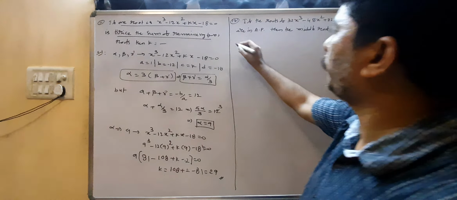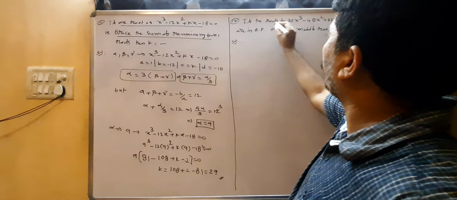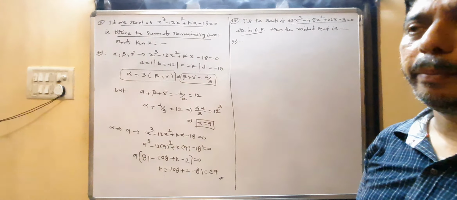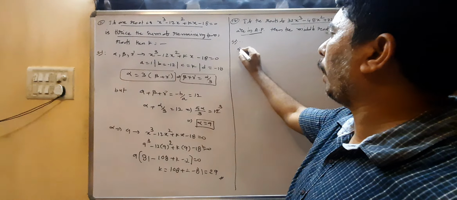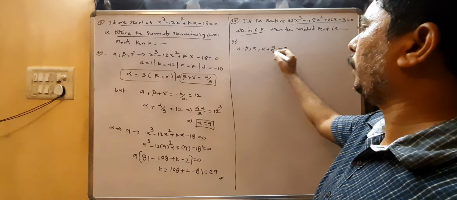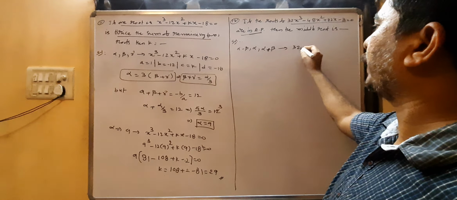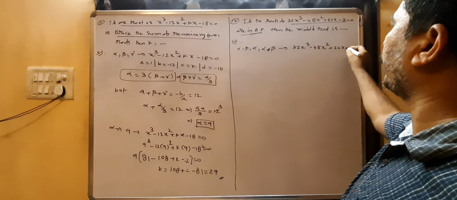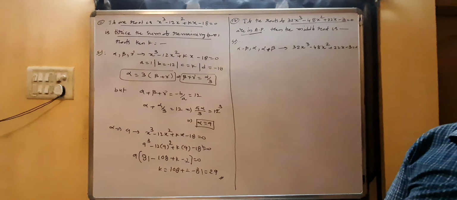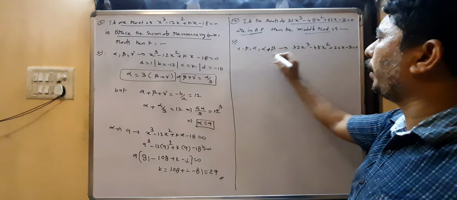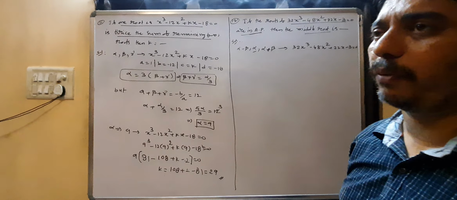Coming to this problem, the cubic equation has roots in AP. Roots are in AP means arithmetic progression. So alpha minus beta, alpha plus beta are the roots of the equation 32x cube minus 48x square plus 22x minus 3 equal to 0. They are asking to find the middle root. Middle root means you want to find the alpha value.